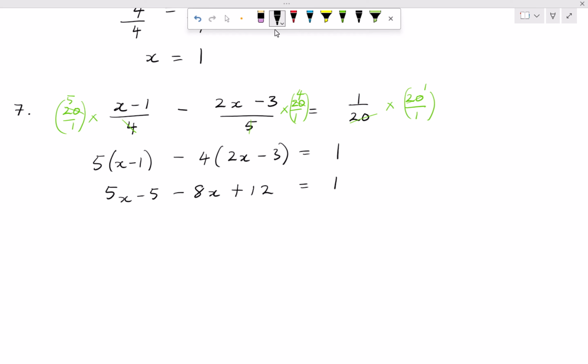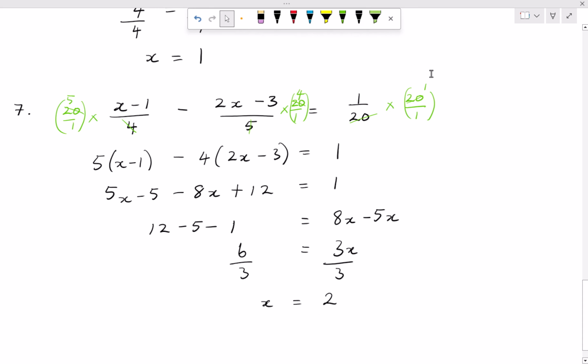Now we have 5x minus 5 minus 8x plus 12 is equal to 1. So if we group like terms, we're going to take the bigger one to the other side. So we will remain on the right side with 8x minus 5x. And then on the left side, we have 12 minus 5 minus 1 that we took from the right side. So we have 12 minus 5 minus 1. That gives us 6 is equal to 8x minus 5x as 3x. Divide both sides by 3. And we're left with x is equal to 2.